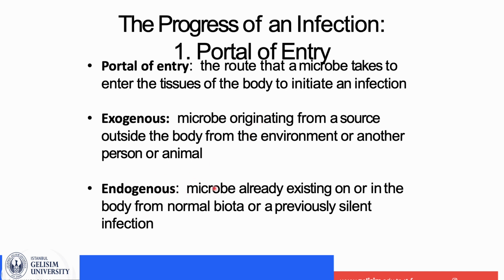What's endogenous? Microbes already existing on or in the body, from the normal biota or a previous, silent infection. Endo means within, so these are microbes that you already have. Maybe they're part of the normal biota, the normal microbes that we all have, or an infection from the past that was silent, just hiding. So endogenous, exogenous: if you break the words down, it's much easier to remember. Endo means within, exo means from outside.